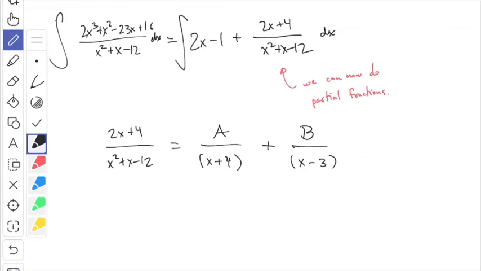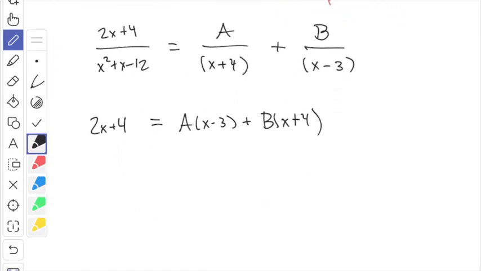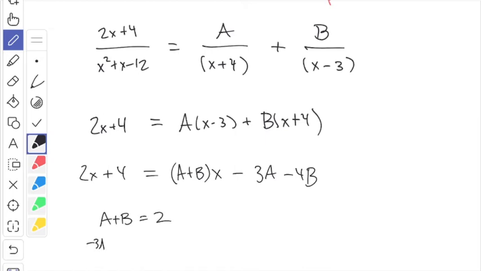All right, do the partial fractions. It says 2x plus 4, and on the right side, we multiply to get common denominators. It's going to be a times x minus 3 and b times x plus 4, right? This is how the numerators will end up looking after making that common denominator. And then we rearrange things and equate the appropriate terms. So it says 2x plus 4 on the left. On the right, I get ax plus bx minus 3a minus 4b, right? And so when I equate the terms, I get a plus b equals 2, and minus 3a minus 4b equals 4.